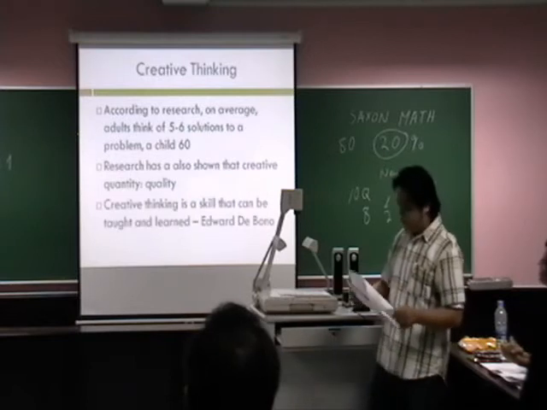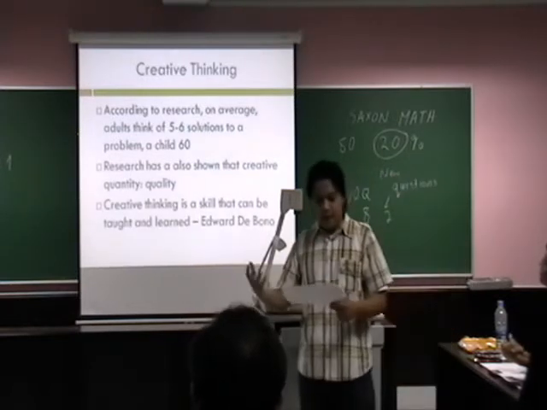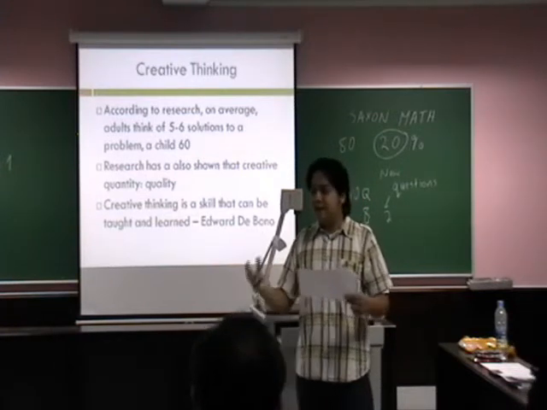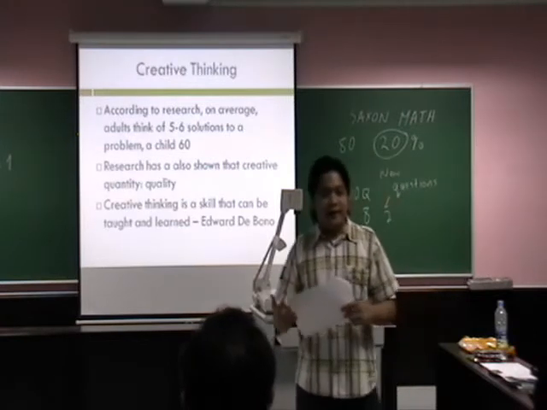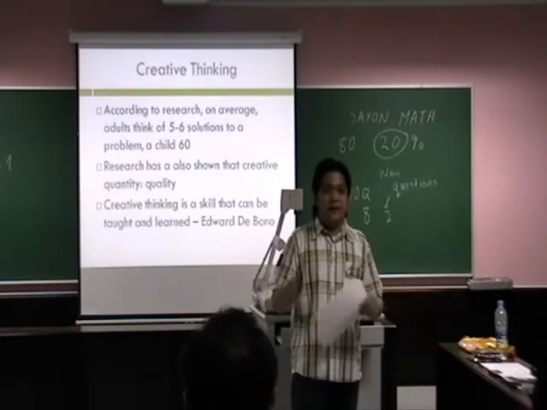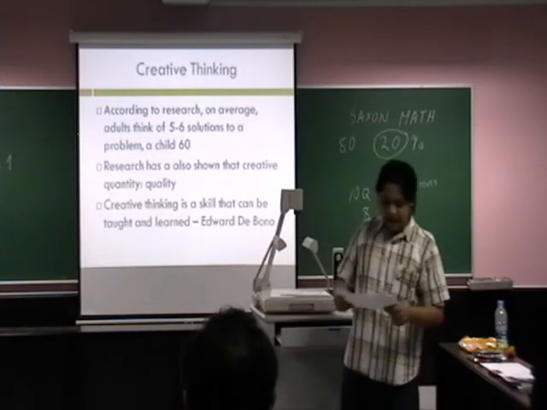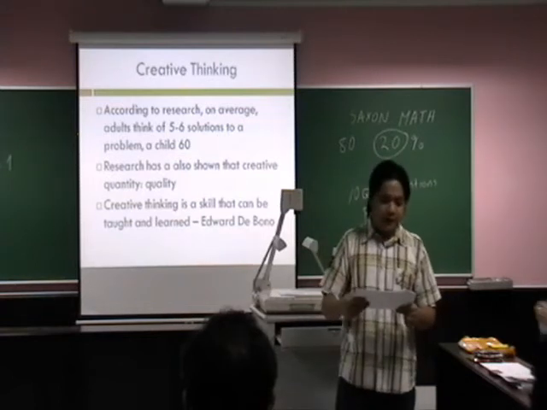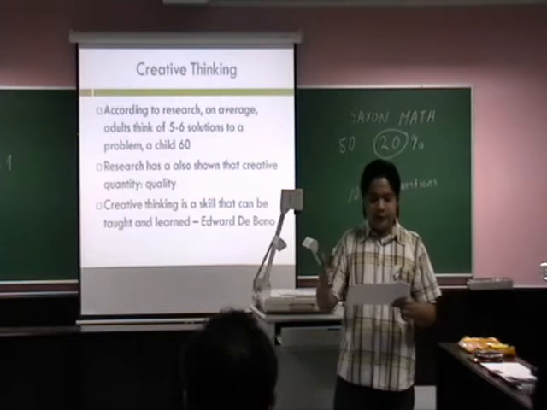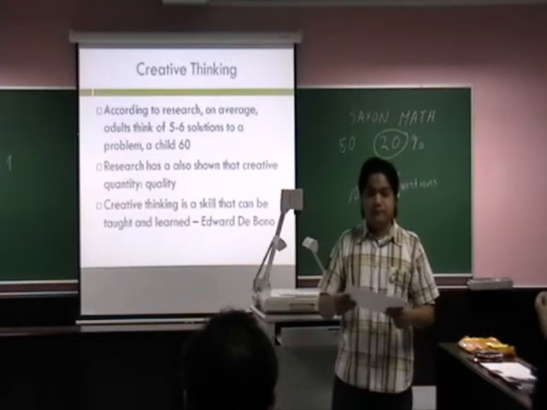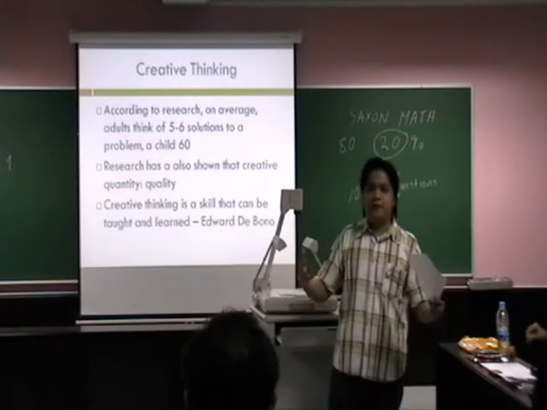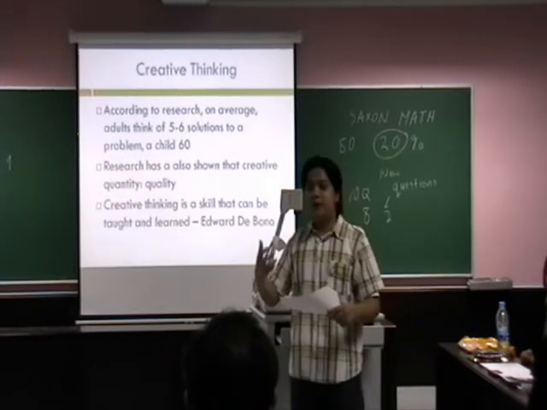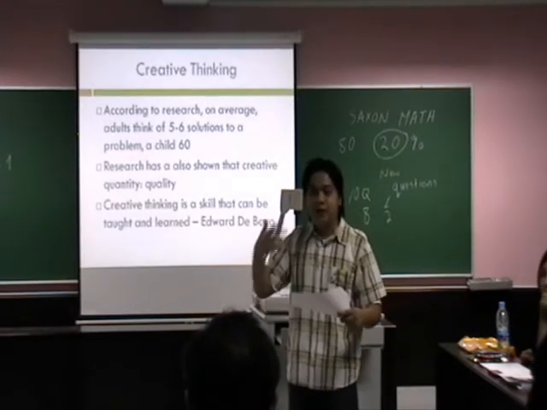Okay. So now, more on creative thinking. I read an article, and according to research, on average, an adult thinks about 5 to 6 different angles to a solution, but a child, on average, thinks probably about 60. And they're just ideas, all out there. Further down in the same article, it said that research has also shown that creative quantity means quality. Now, I don't mean that the more you have, everything is better. It means that the more ideas you can come up with, the more likely you are to get a better quality idea at the end of it.